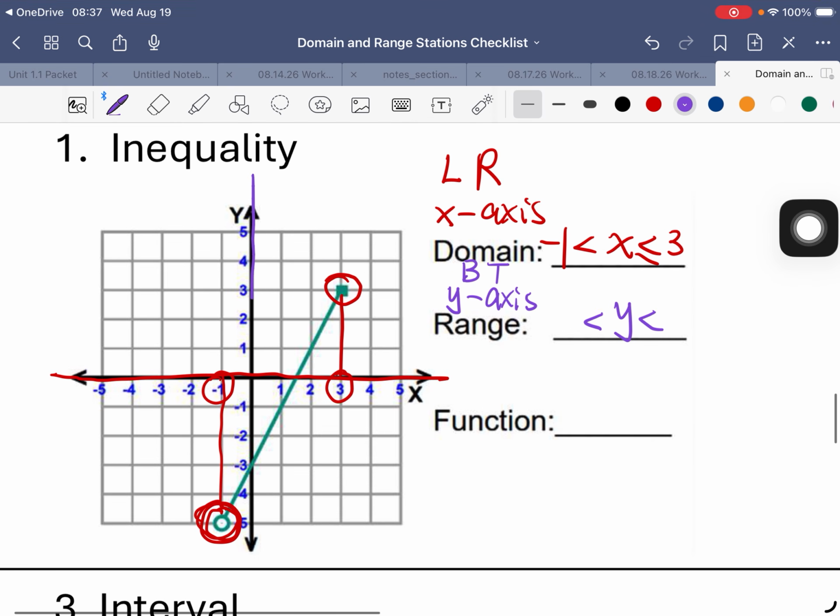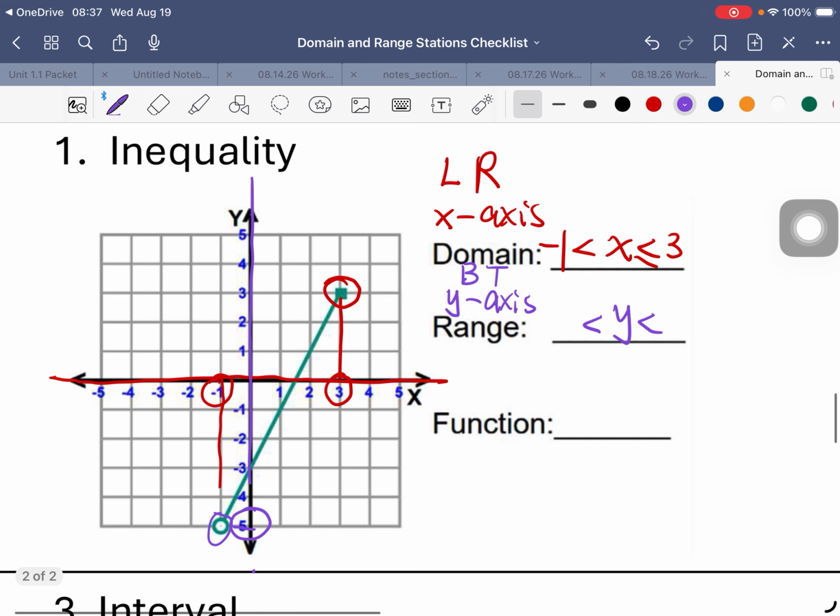Range, we look at the y-axis from the bottom to top. So here is the most bottom point. When it touches the y-axis, it's at -5. So I'm going to say -5, and the highest one is at 3. Since it's a closed circle, I have to put an equal sign.